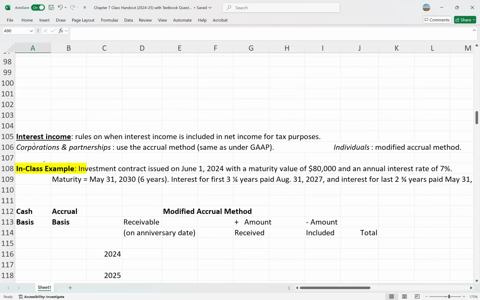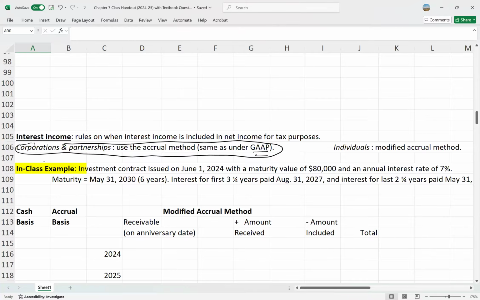If you are a corporation or a partnership, you have to use the accrual method. Just the same as your accounting class, where you learned about the accrual method, even though you haven't received the interest, if you earned it, because interest is accrued day to day, you have to include it in income. That would apply to corporations and partnerships.